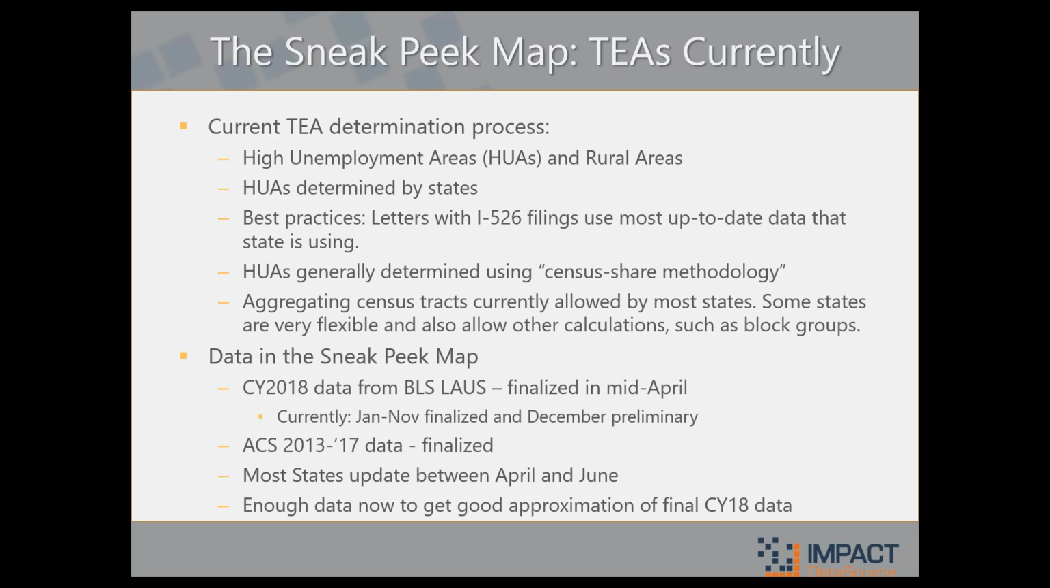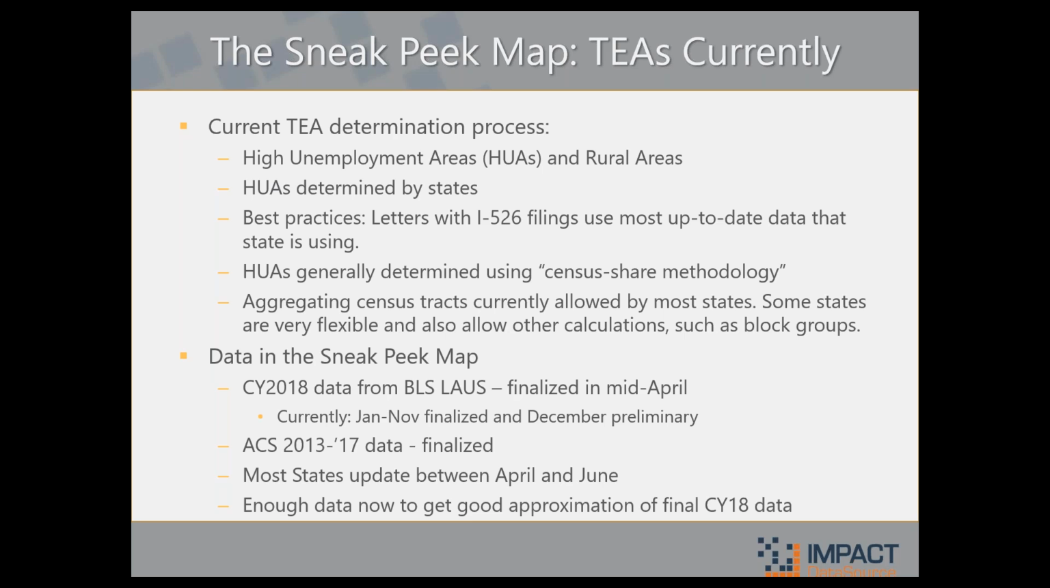So again, the current TEA process is still the same. High unemployment areas are being determined by the states. If your project is lucky enough to be in a rural area for TEA purposes, that's more straightforward. There's really been little to no change in the rural status. Aggregating census tracts is still currently allowed by most states, but some states are a little more flexible and let us get down to the block group level. As always, just let us know if you have any questions on any of that.